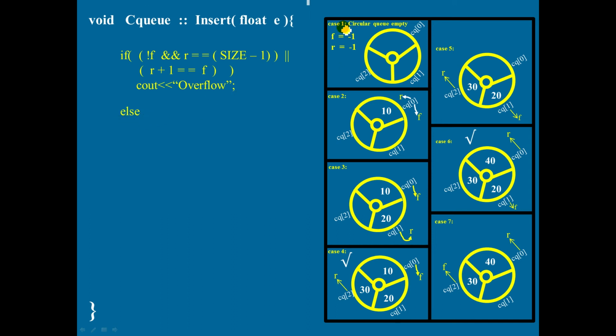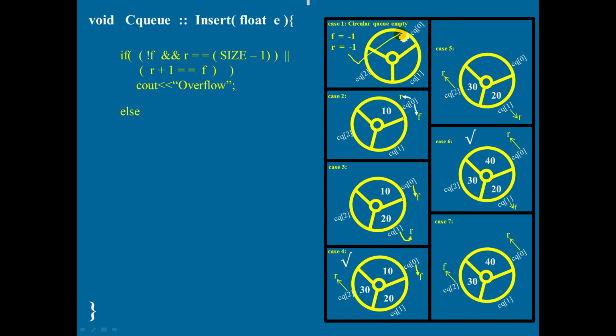Now in case 1, how do you insert the element? The speciality about case 1 is the circular queue is empty. So if the circular queue is empty, in order to insert the element, f must be made 0, r must be made 0, and to CQ of r, the new element, here the new element is there in E, so the new element E can be inserted.